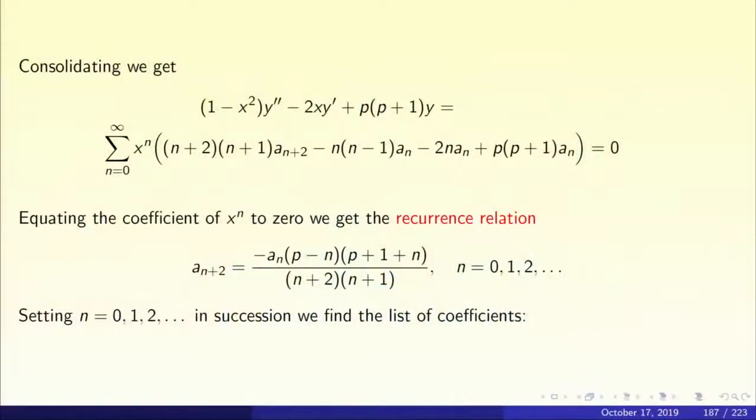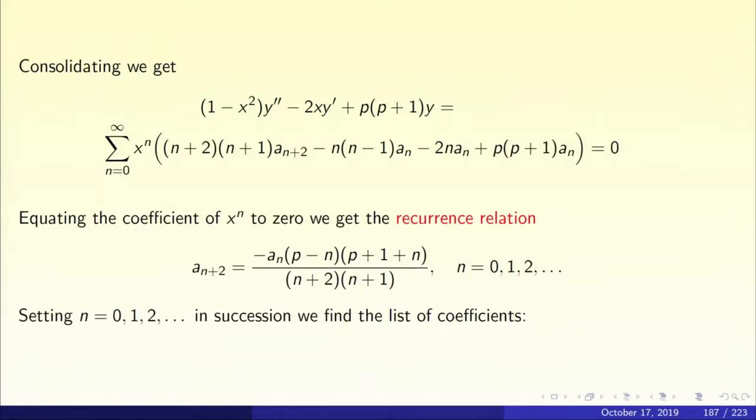And now we must equate all the coefficients of this power series to 0, and what we get is a recurrence relation, namely a relation between a_{n+2} and a_n. So this recurrence relation is simply a_{n+2} equal to minus a_n into (p minus n) into (p plus 1 plus n) divided by (n+2)(n+1). n goes from 0, 1 up to infinity. So this is called the recurrence relation. If you know a_n, you can determine a_{n+2} just by substituting in this recurrence relation.